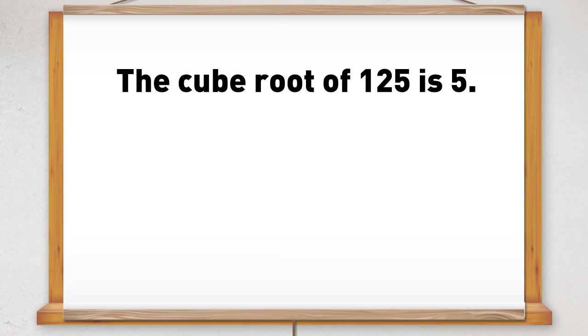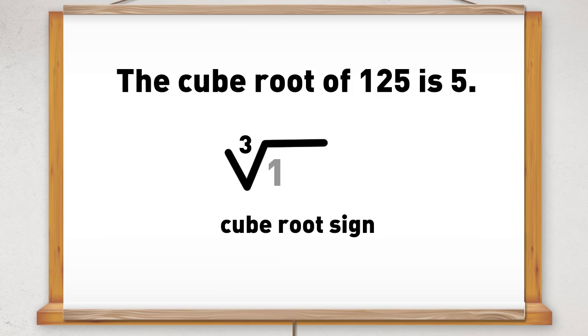We write this sign, which is the cube root sign. Write 125 next inside the cube root sign, and we say the cube root of 125 equals 5. The cube root sign is very similar to the square root sign, but there is a small 3 here.